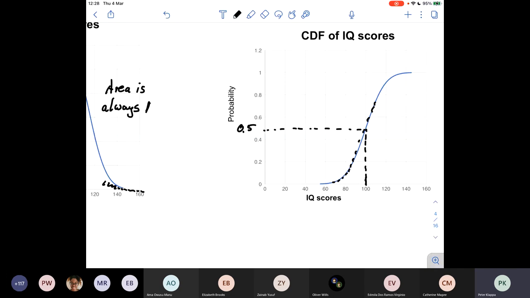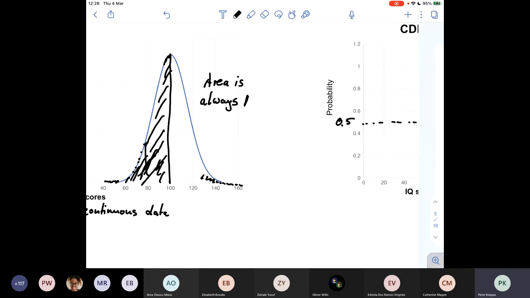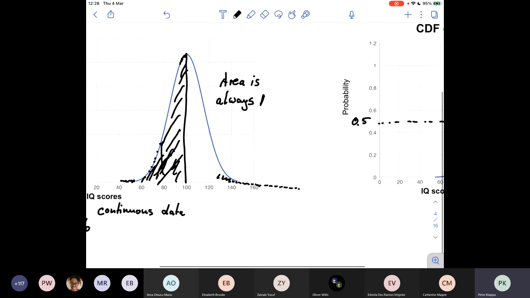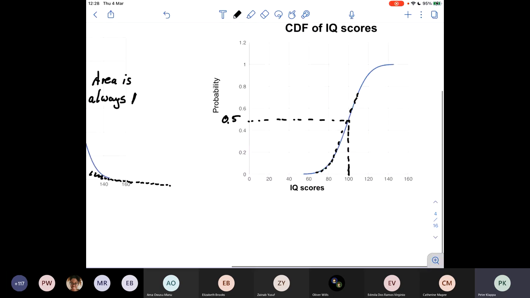It tells me what the area under the curve is. So in this case, at 100, it would be 50%. That's these 50% here, right? Or when I go to positive infinity, which would be over here, I would get 100%. That is what a CDF does. Okay? So I can do a PDF and I can do a CDF.